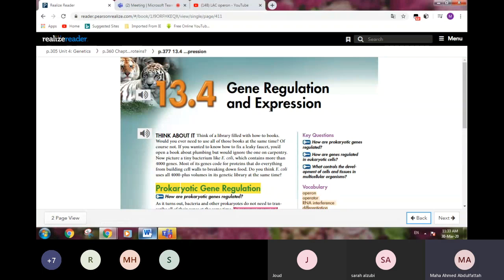So gene expression means some steps are taken so that the code or the information on the gene is expressed into a certain protein type.